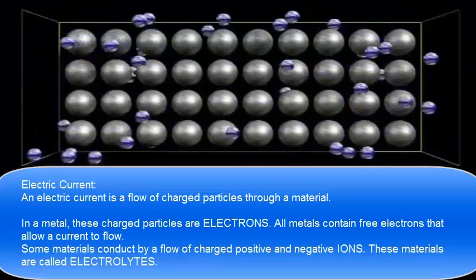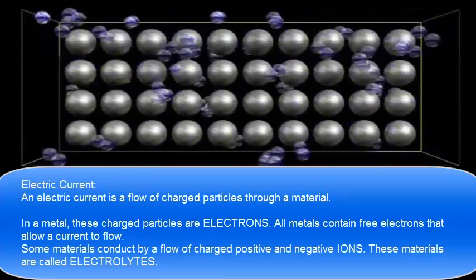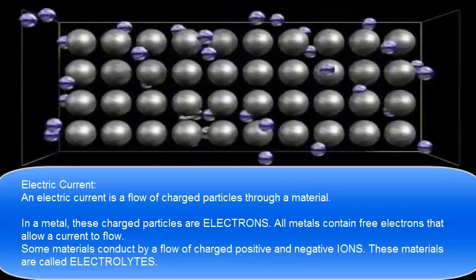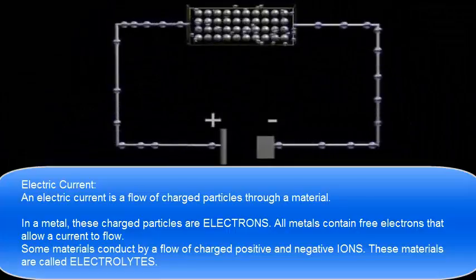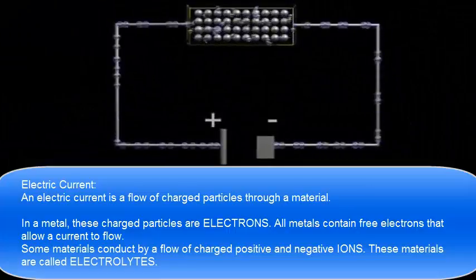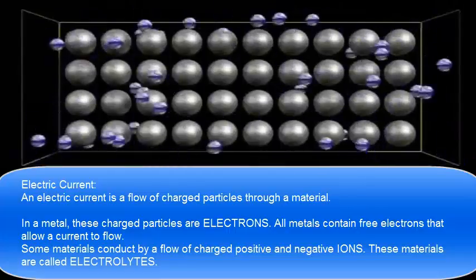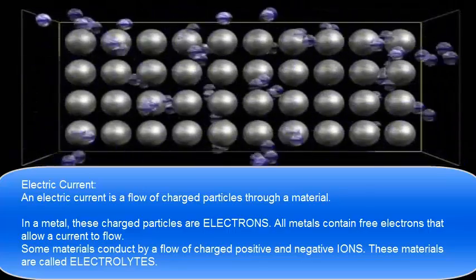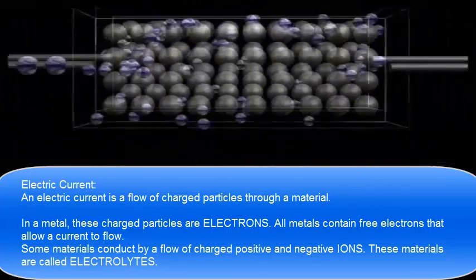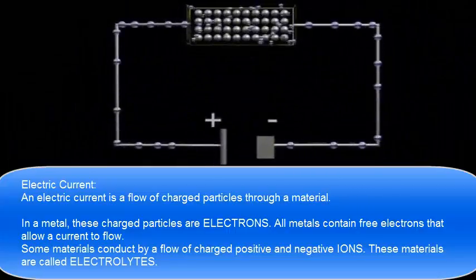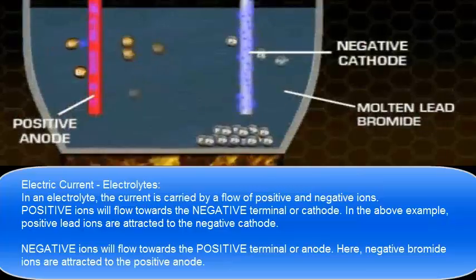Electric current. An electric current is a flow of charged particles through a material. In a metal, these charged particles are electrons. All metals contain free electrons that allow a current to flow. Some materials conduct by a flow of charged positive and negative ions. These materials are called electrolytes.